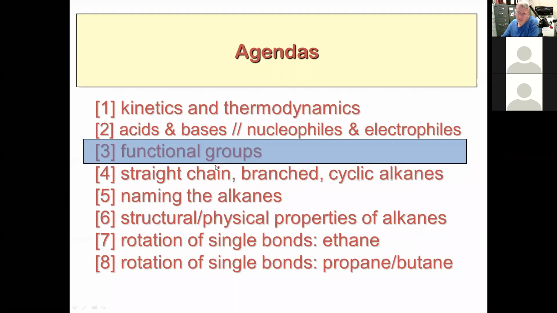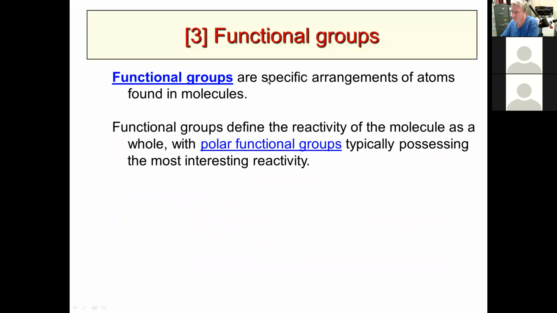Functional groups. Now we're going to take a little detour from chemical reactivity to the structure of molecules and this idea of functional groups. We just said what a functional group is. It's an arrangement of atoms that has a specific chemical reactivity. So functional groups are specific arrangements of atoms found in molecules. They define their reactivity as a whole, with polar functional groups typically possessing the most interesting reactivity. Definitely going to see that the polar functional groups, like with an oxygen or a chlorine, are the most reactive.